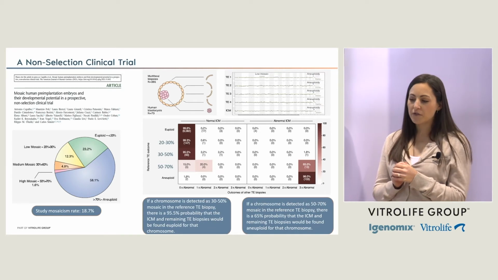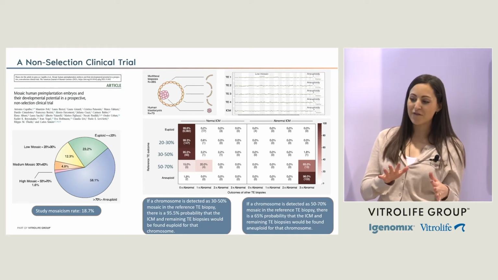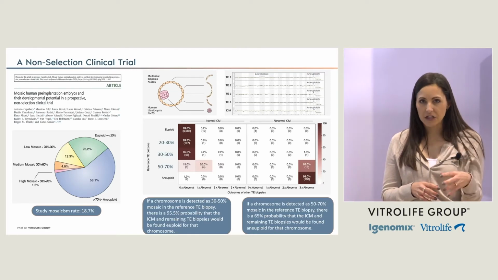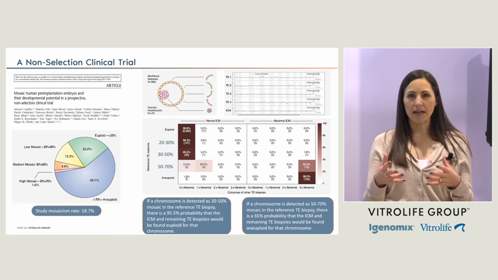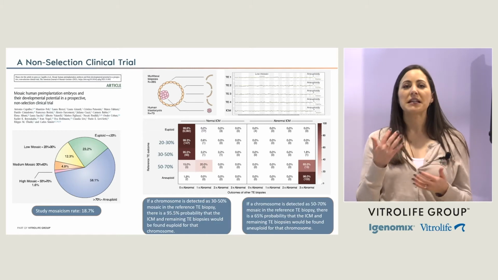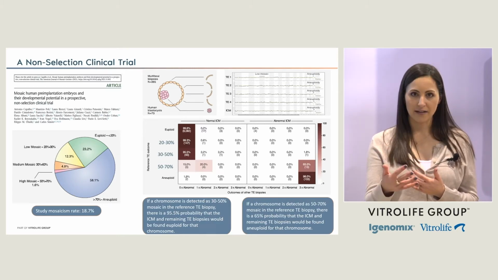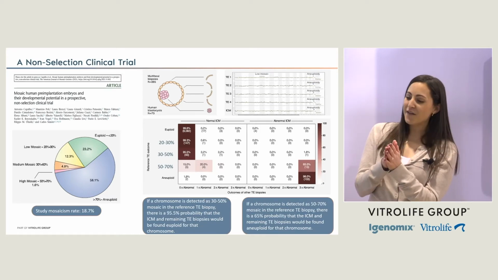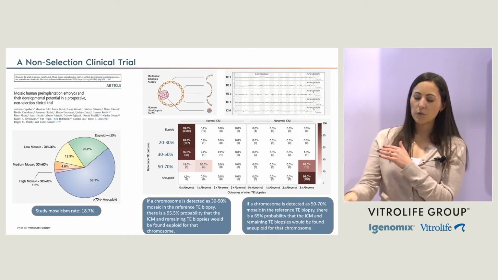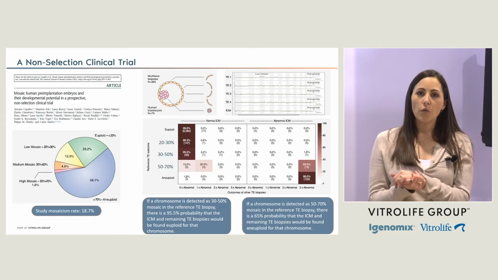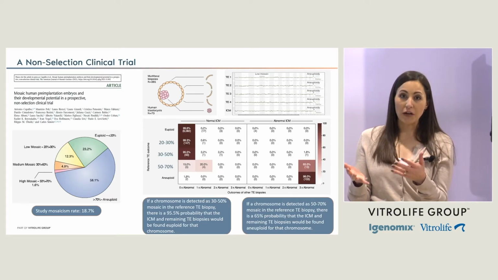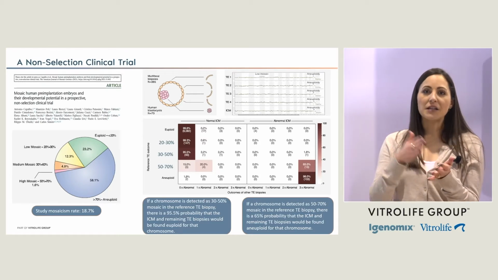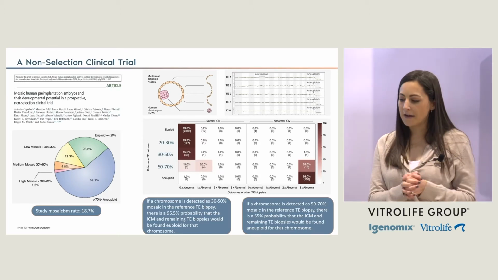The distribution of results is shown on the left side of my slide with this pie graph. I really want to highlight that the categorization of the mosaic embryos within this study differs from the categorization utilized by Igenomix clinically. Specifically, I want to draw your attention to the yellow slice of the pie chart, which the study classified as a low mosaic result with that 20 to 30% threshold. Clinically at Igenomix, these would actually be classified as euploid, as discussed on the previous slide.